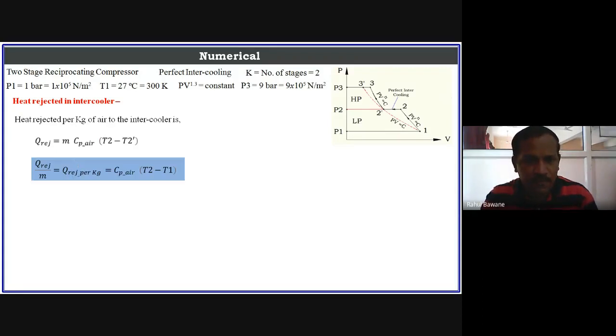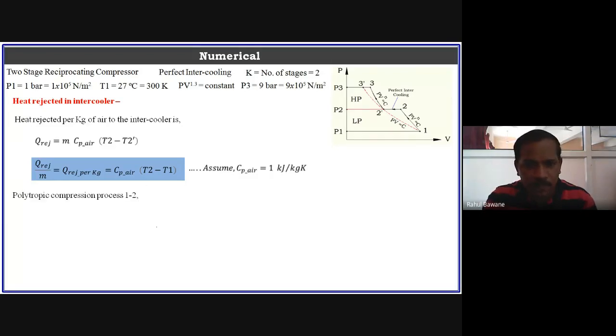Cp of air, the specific heat of air: if it is given, okay, take it. If it is not given, then always assume it as 1. So the specific heat of air is almost equal to 1. If it is given as 1 point something, we have to take it. Otherwise, we always assume it as 1. So Cp is 1. Now T1 we know is 300, or 27 degrees centigrade. T2 we don't know, so we have to first calculate T2.